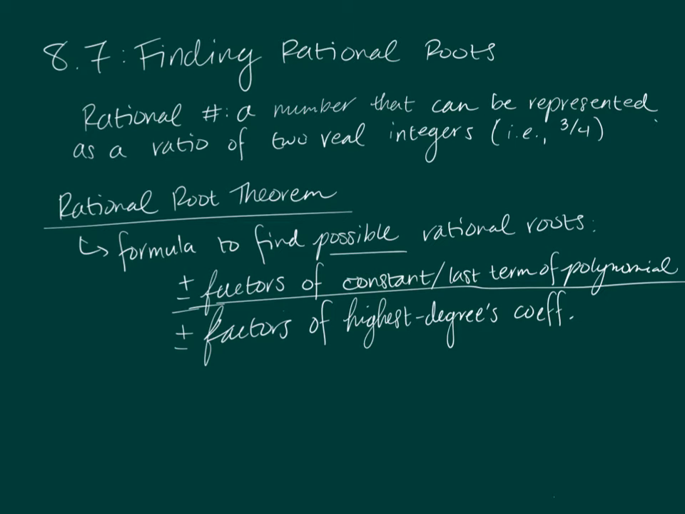So the formula is plus or minus the factors of the constant, or last term of the polynomial, so usually it's a number, like 2, divided by the positive and negative factors of the highest degree's coefficient. So if the highest degree is x to the fourth and its coefficient is 1, then the factors of that would be plus or minus 1. Let's look at an example of this.